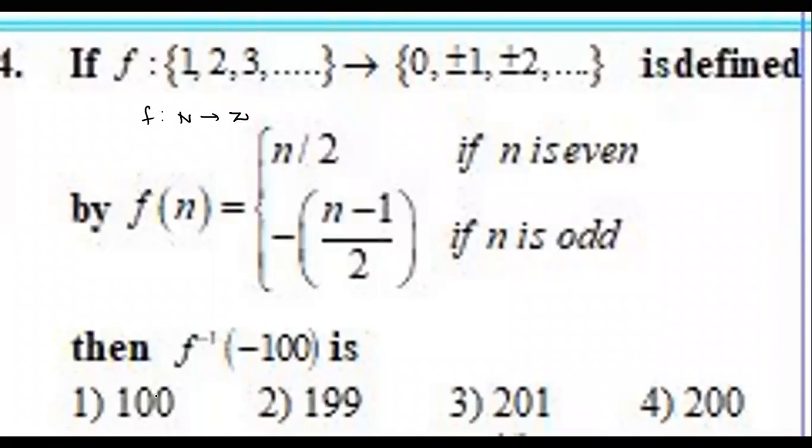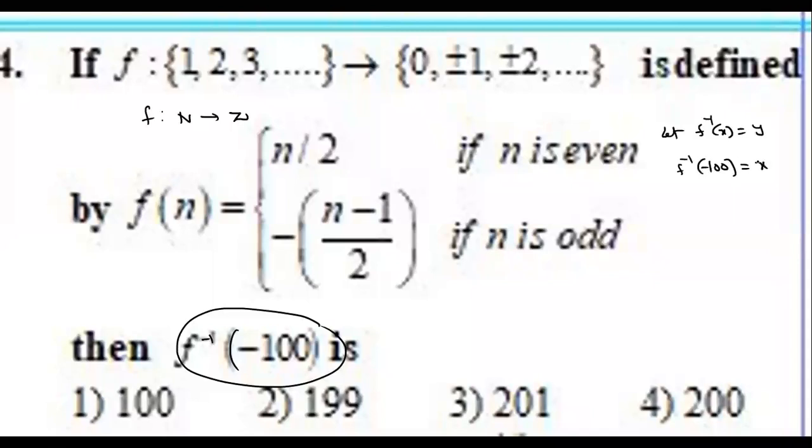Yeah, just a minute, dear students. Okay, I will write a solution. So let f inverse of x is equal to y. What they are asking is f inverse of minus 100. Dear students, see the question. If f inverse of x is equal to y, then f inverse of minus 100 is equal to x, suppose.